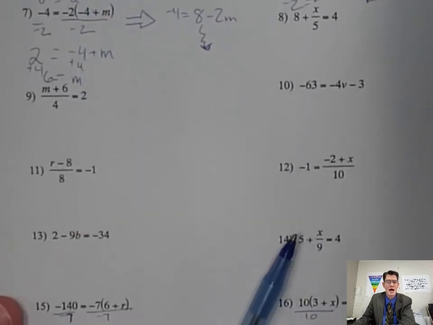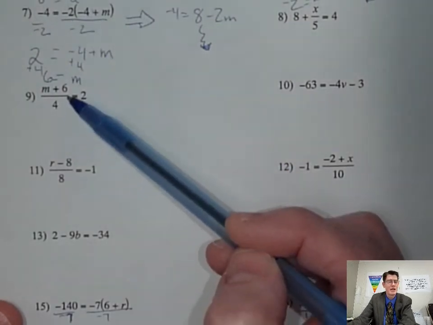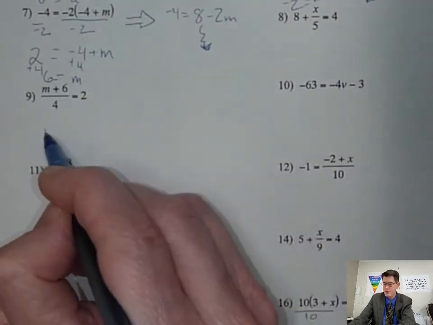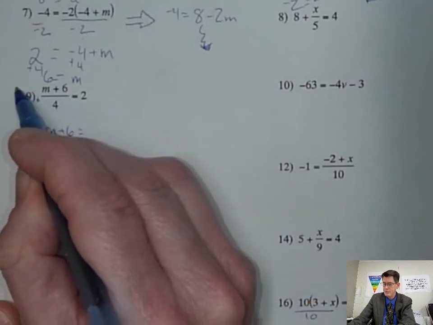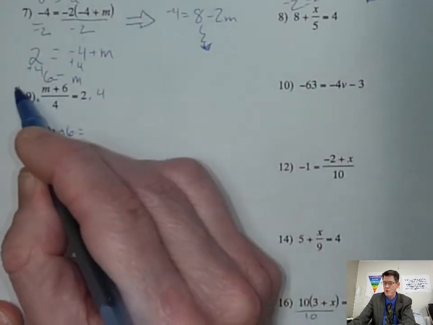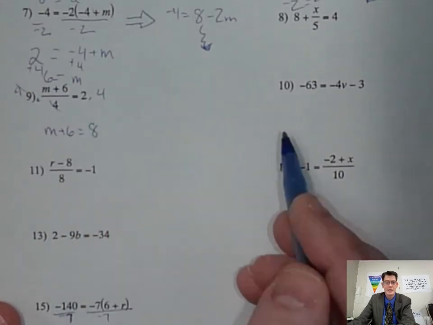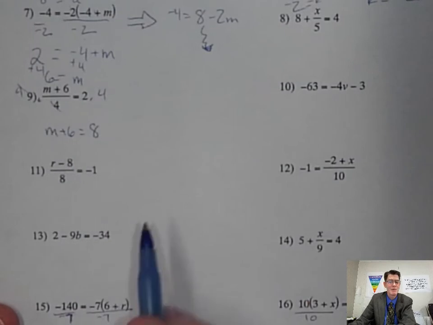So if we look at number 9, same way we did 7, we divided by -2 first right here. We times both sides by 4 to begin with, so that this m plus 6 can be all by itself. Times by 4 and times by 4, so that those can go to 1 and we don't write it. 2 times 4 is 8. Then you can simply subtract 6 from both sides to get that m equals 2.